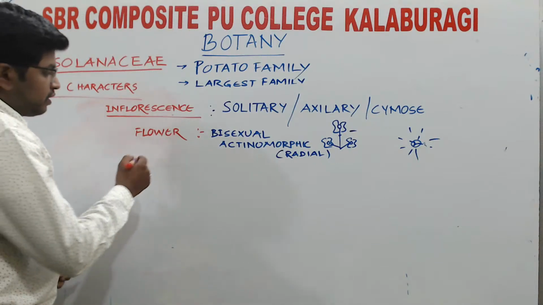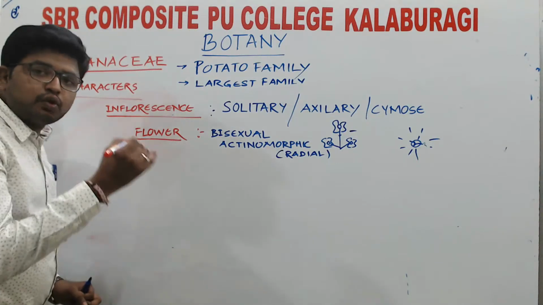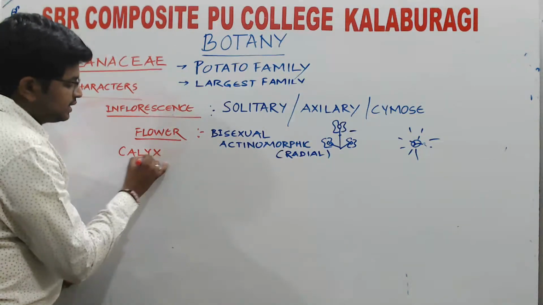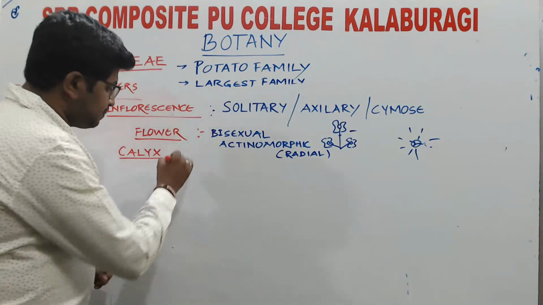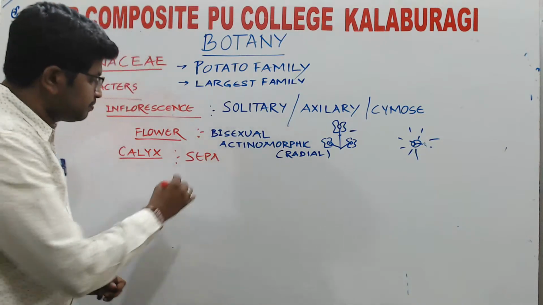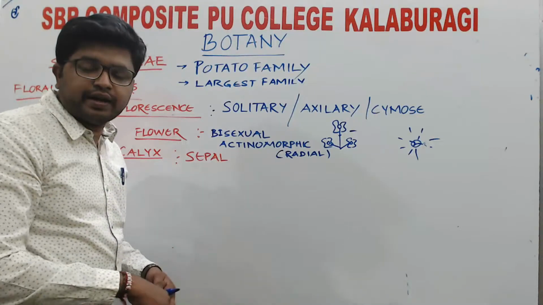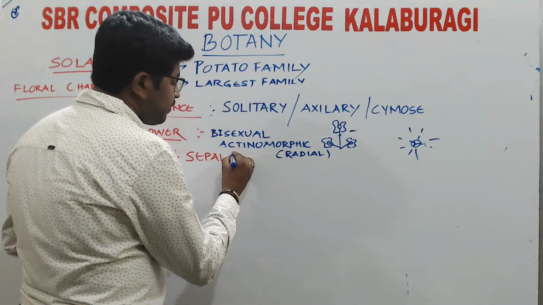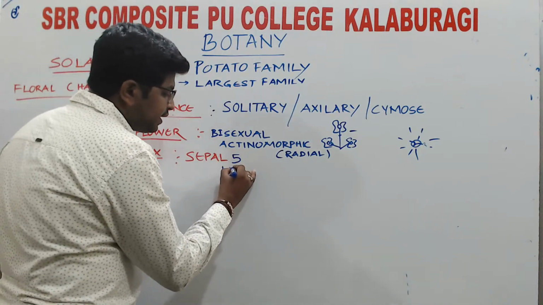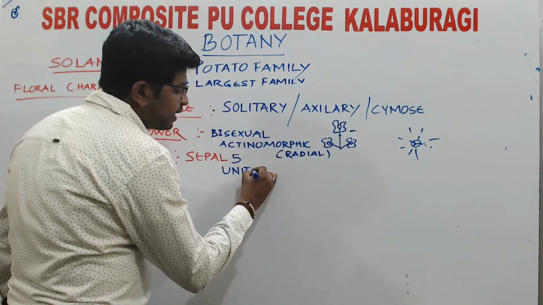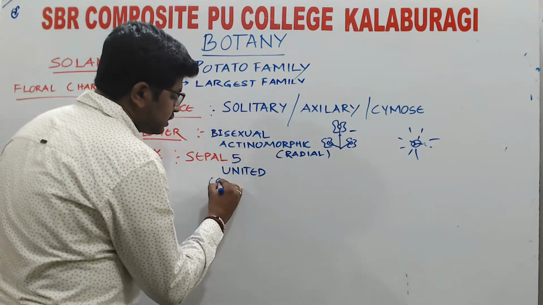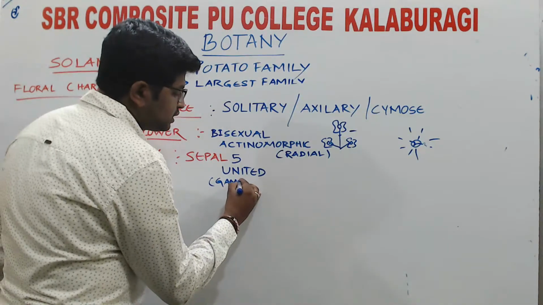Now next, after the flower, we have to consider the four whorls. The first one is calyx. You know the members of the calyx are sepals. So you are going to write that. How many sepals will you find in the members of Solanaceae? You will find 5 sepals, and these 5 sepals are united. United sepals we call gamosepalous.